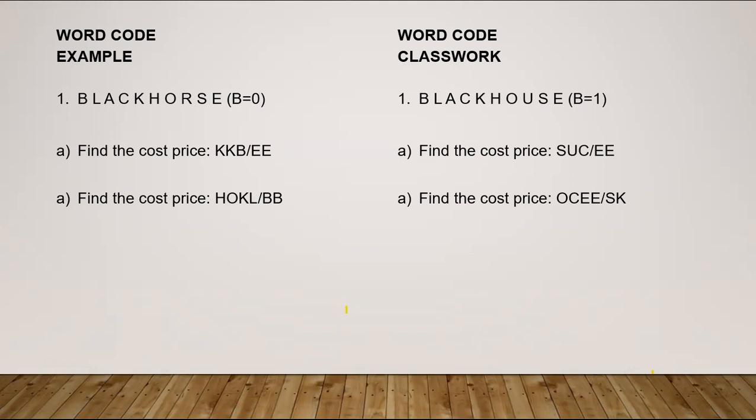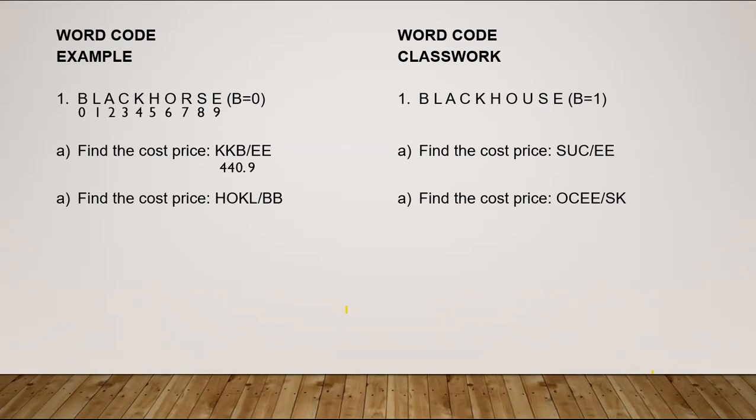Now, since I have been told that B is 0, now that means where there is B, I'll have 0, and where there is L, we'll have 1, 2, up until we get to 9. If we are given the cost price as KKB/EE, the first K, please note that K represents 4. So this is 4. B is 0. And slash means it's a dot or comma. And EE will be 99.